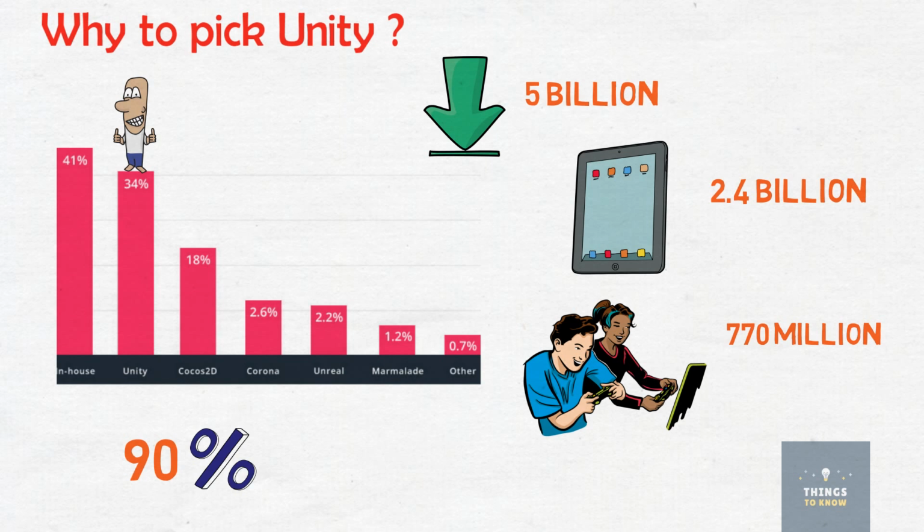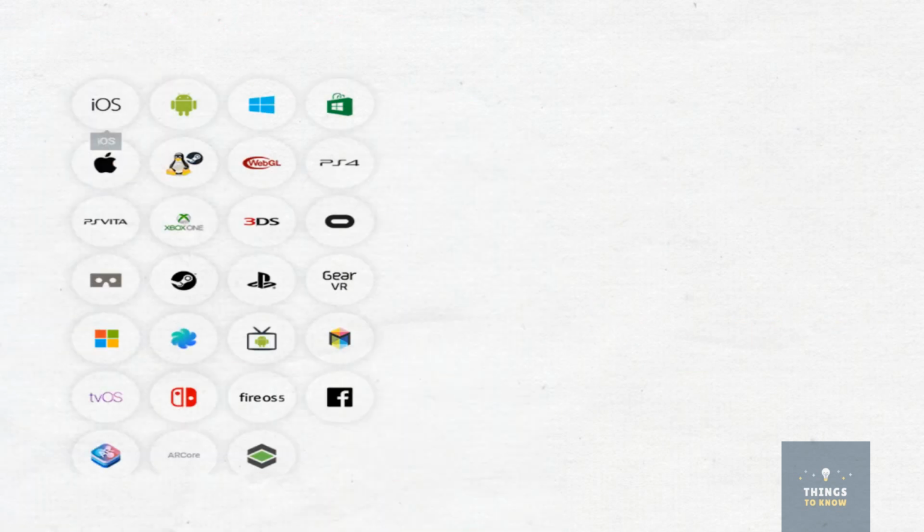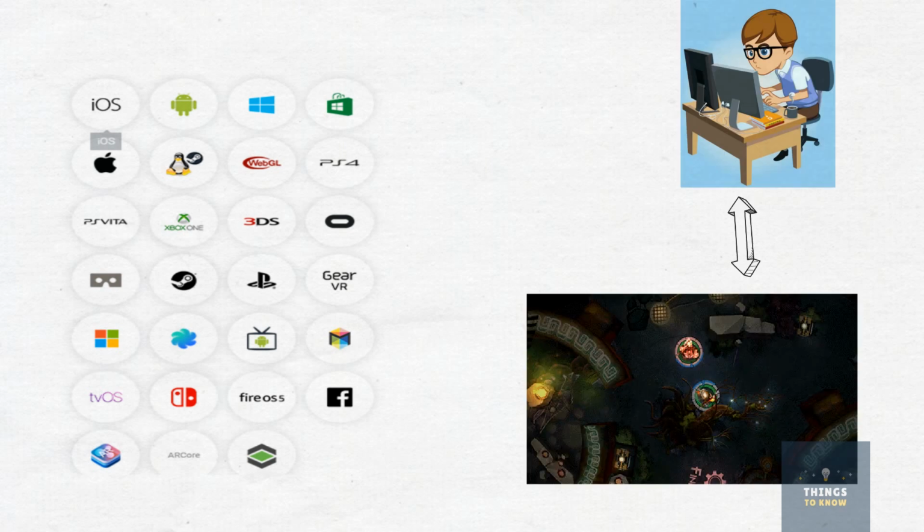An estimated 90% of Samsung Gear VR games were made with Unity. And it supports almost all gaming platforms. It means you can build your app once and run it on different platforms.